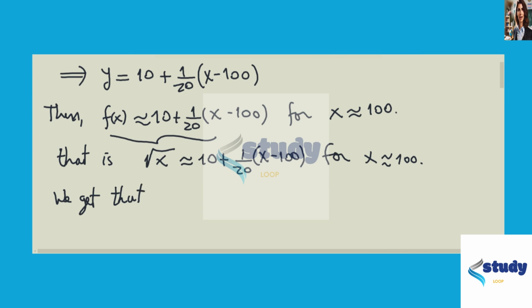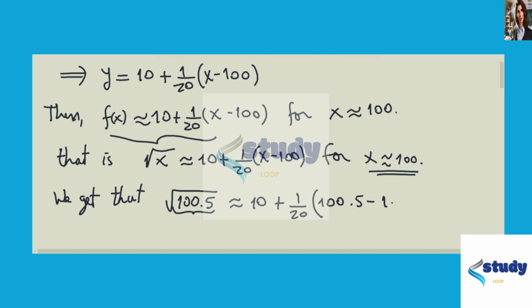And now we use this idea to express the fact that square root of 100.5 is then approximately equal. And let's see that 100.5 fulfills this property because it's very close to 100. There is only a distance of 0.5. So this has got to be a good approximation. So this is approximately equal to 10 plus 1 over 20 times x, which in this case is 100.5 minus 100.